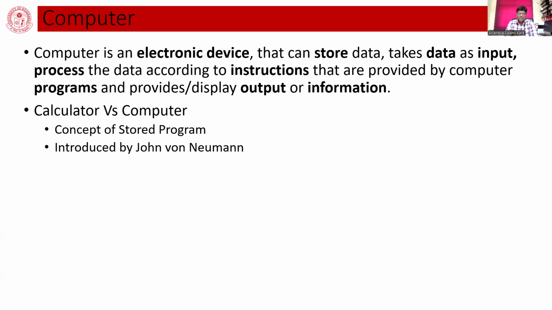What is a computer? Computer is an electronic device that can store data, takes data as input, process the data according to the instructions that are provided by computer programs, and provides or display output or information. This definition will give a glimpse of different features of the computer. Computer has a memory where it stores the data. That is one of the feature of the computer.